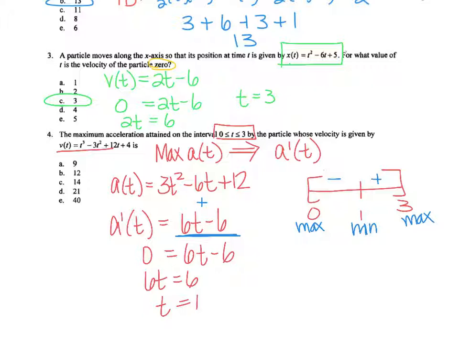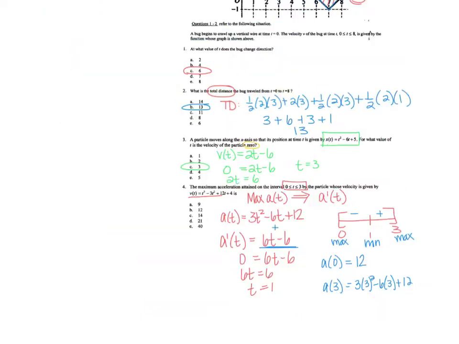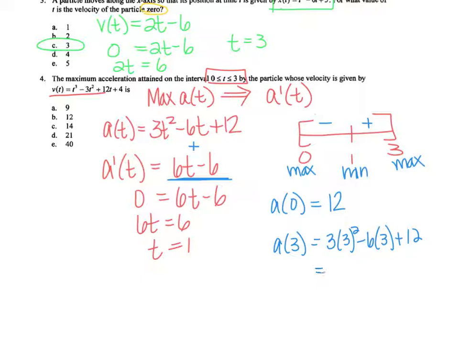So we need to actually find the acceleration at time 0 and the acceleration at time max to find the true max. Well, the acceleration at 0 has a value of 12, and the acceleration at 3 has a value of, we have to substitute 3 in for t. So we get 27 minus 18 plus 12, which is 21. So the maximum acceleration of this particle is 21.